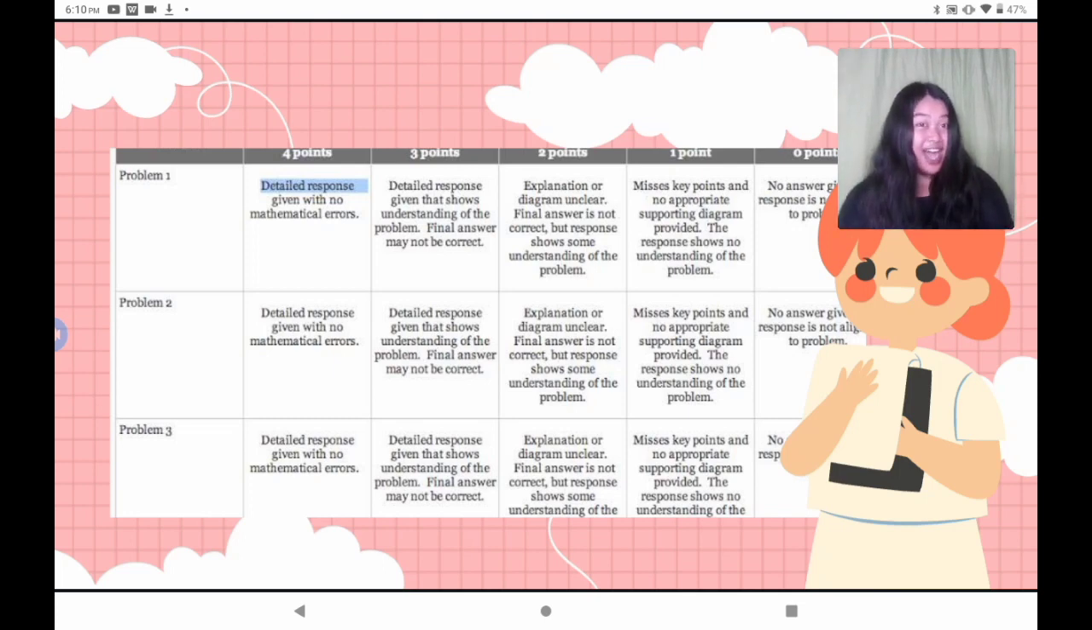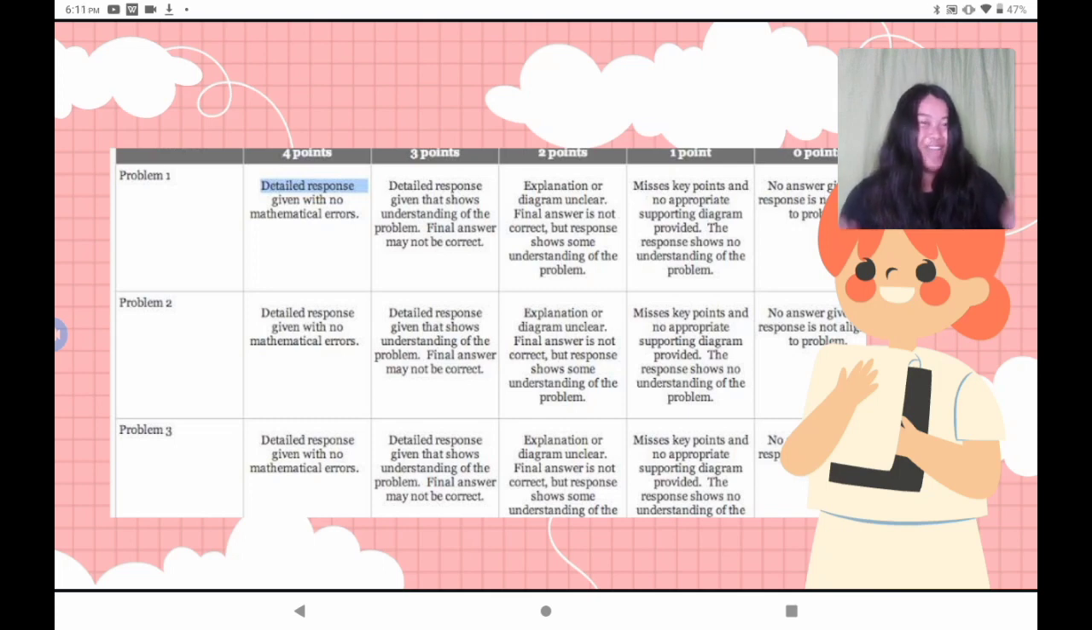Well, the criteria, ladies and gentlemen, is part of the rubric. As you can see on the blue highlighted part on the rubric, that is the expected criteria for this activity. This is a rubric for a mathematics class, and the criteria imposed in this rubric is to deliver a response with no mathematical errors in problem 1, while in problem 2, a detailed response with no mathematical errors. So clearly, the criteria set for such an educational session is for students to give a detailed response with no mathematical errors.